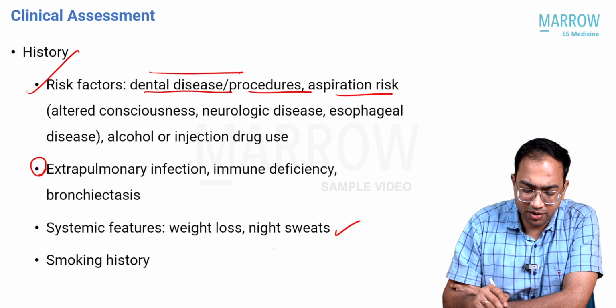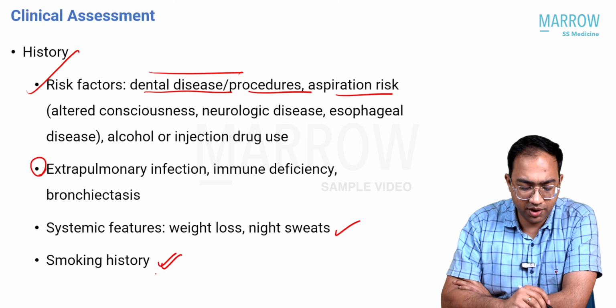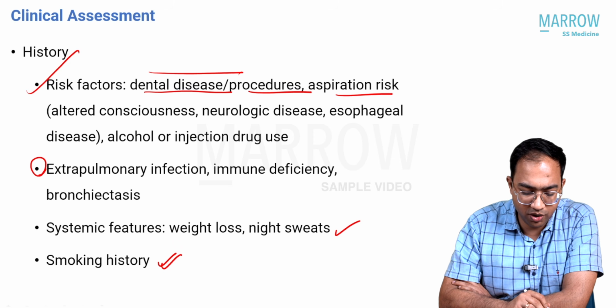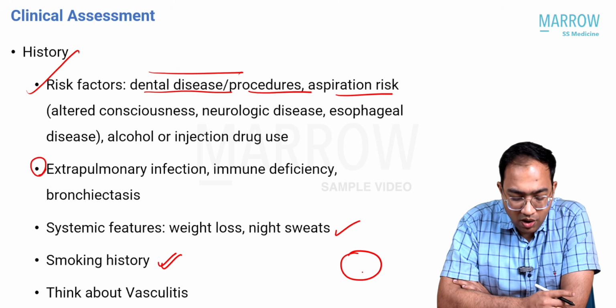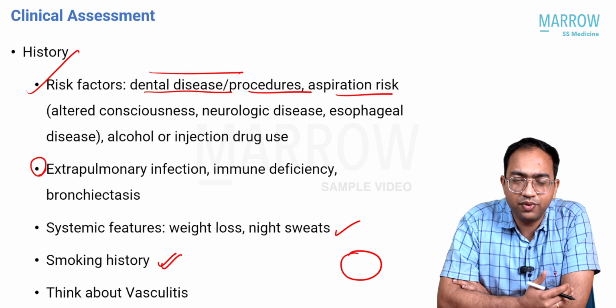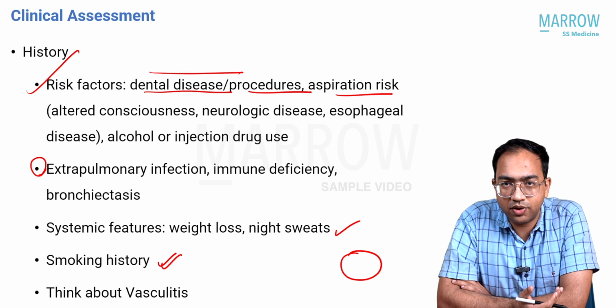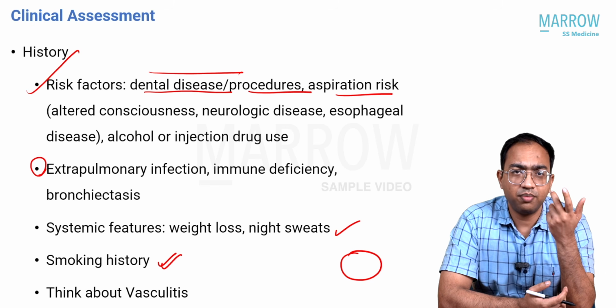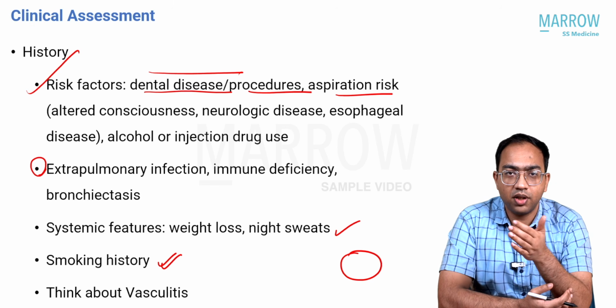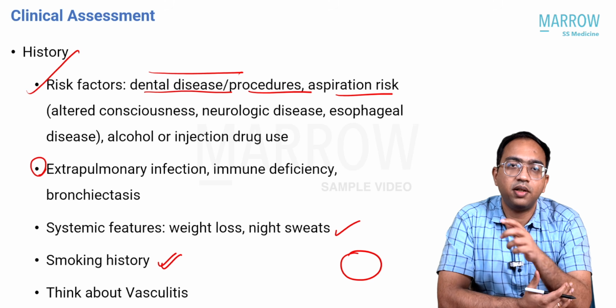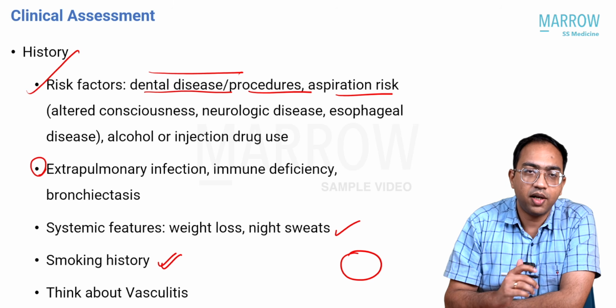These are the things that we have mentioned. Smoking history, of course, is associated with a higher risk of development of lung abscesses. And think about vasculitis when you're seeing a cavitary lesion in the lung. Of course, there will be a lot of features for or against lung abscess versus vasculitis related cavity. Sometimes it's very difficult to differentiate, but with careful examination, history taking, and investigations, you can arrive at a diagnosis.